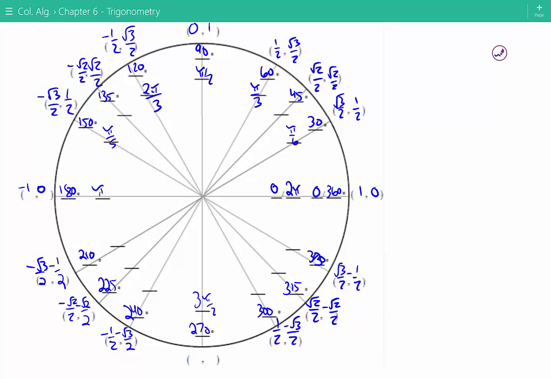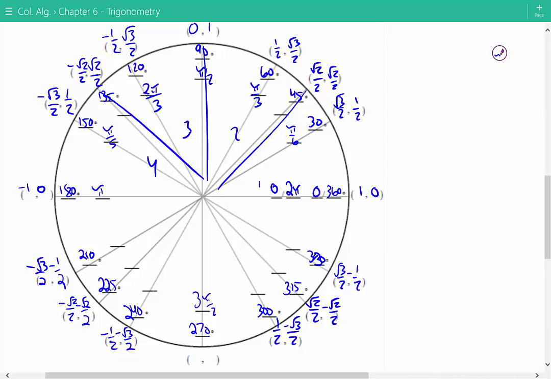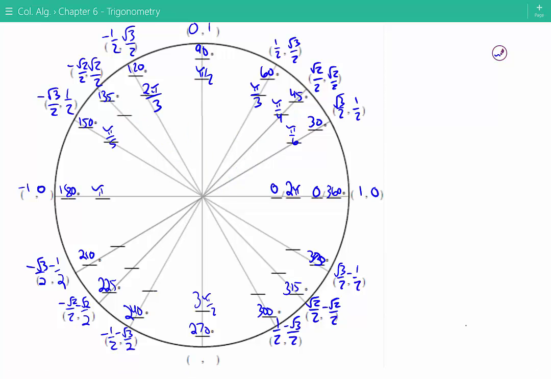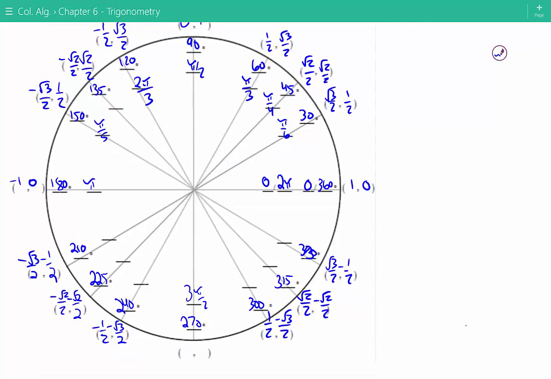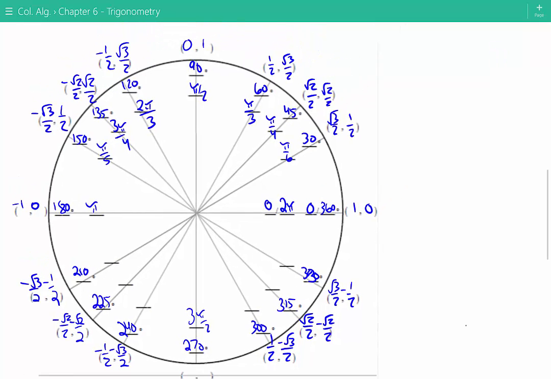Now you can do the same thing with the 45s. Split this up into 1, 2, 3, 4 equal parts, right? Now you can say, okay, this one is just 1 pi over 4. This would be 2 pi over 4, or pi over 2. This would be 3 pi over 4. And this would be 4 pi over 4, which is just pi. So you can use fractions to get that.